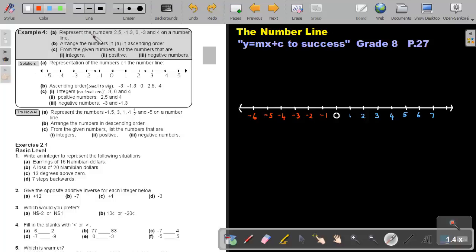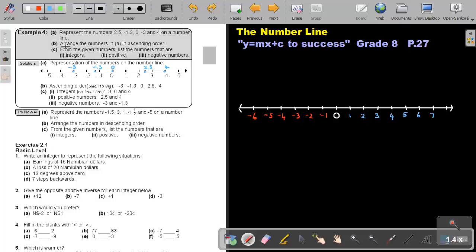Now, start with the first number. That will be 2.5. Now, 2.5 will be between 2 and 3, exactly in the middle. So, let's just write, there is 2.5. It's that little dot. Then the next one, negative 1.3. It's between negative 1 and negative 2, but it's more to the negative 1 side. So, it's negative 1.3. And then the next one, it will be 0. And then the next one will be negative 3. And then the next one will be 4.